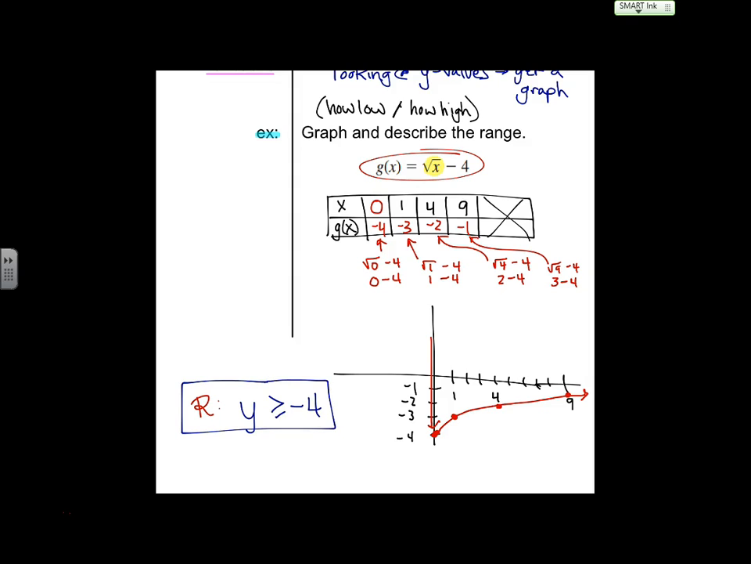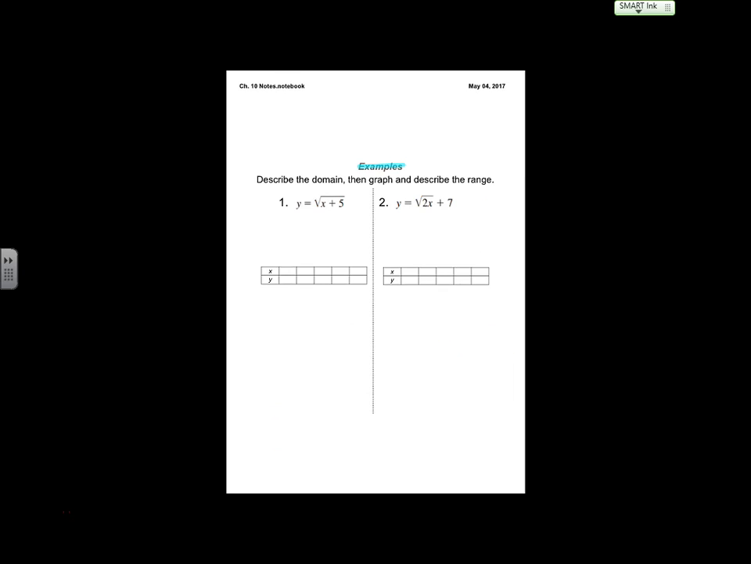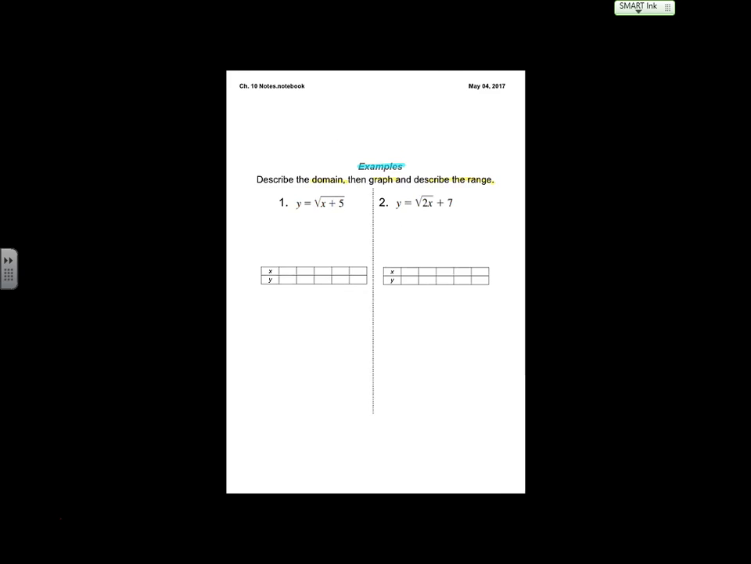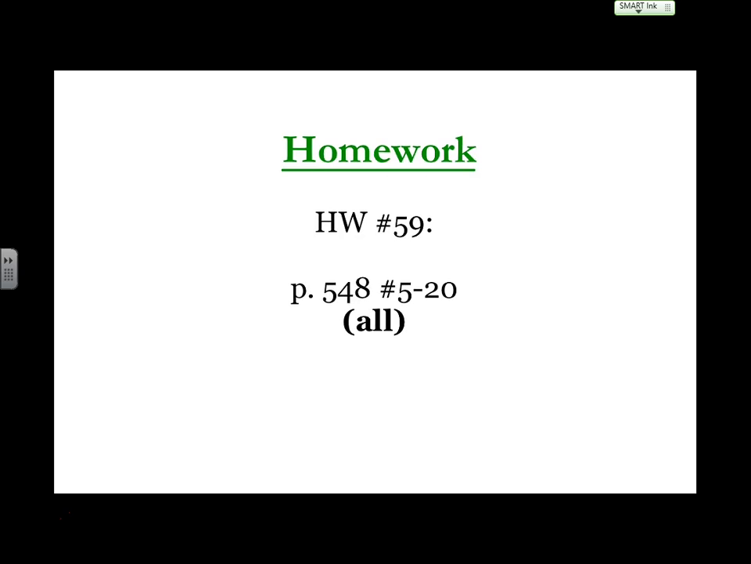Kiddos, I'm going to have you guys take a picture of the homework. You have to show it to me before you leave. But pause. Have we talked about domain? Have we talked about graphing and range? Yes. Okay. You ready? It's easy to remember, easy to write down. Do the best you can. Don't get discouraged. Do the best you can.